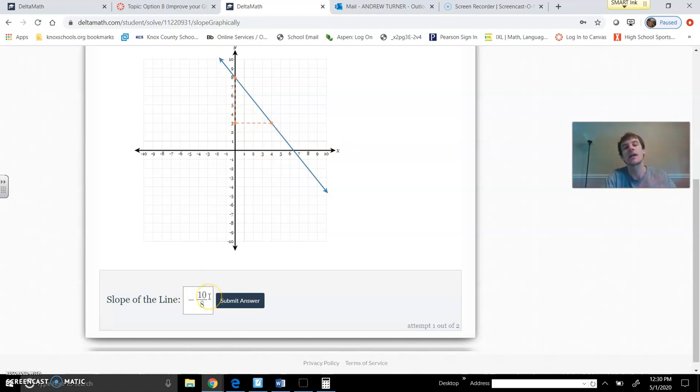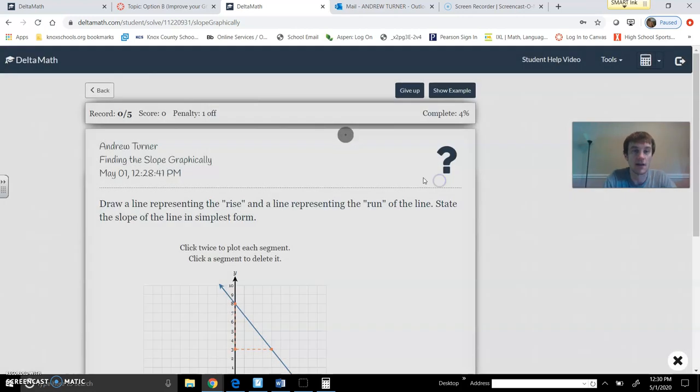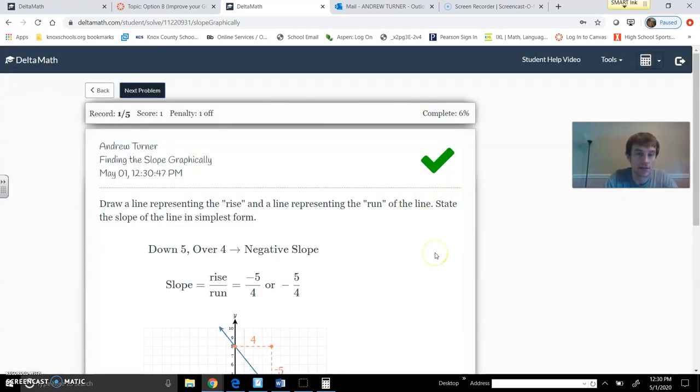And the reason why I can figure that out from that first answer, -10 over 8, is this really simplifies. If you divide each one by 2, you get -5 over 4. And that simplifies to be a better value because that's what the slope is in a more simplified answer. So let's submit our work. And it says we are good to go.